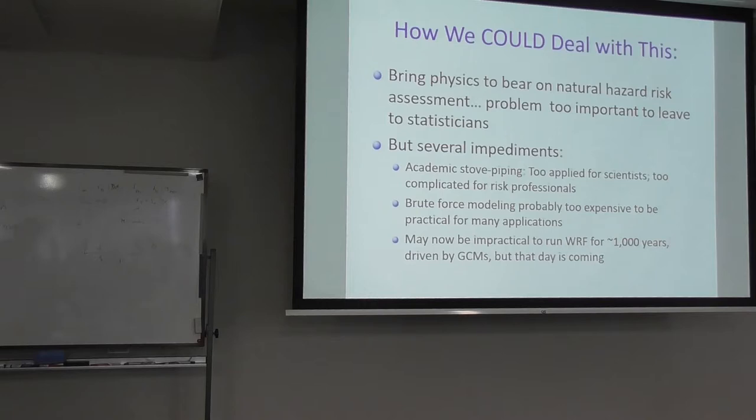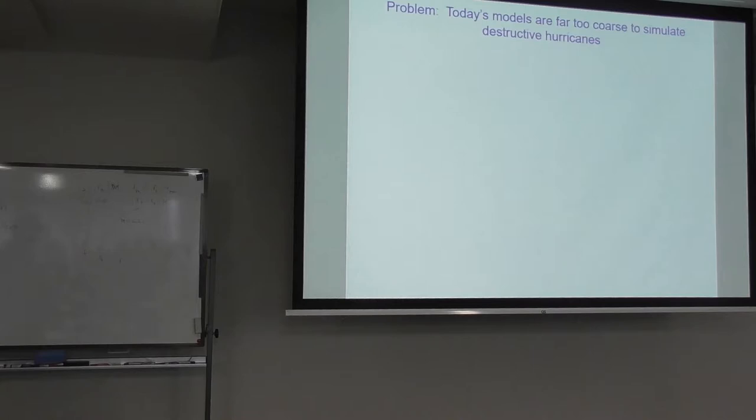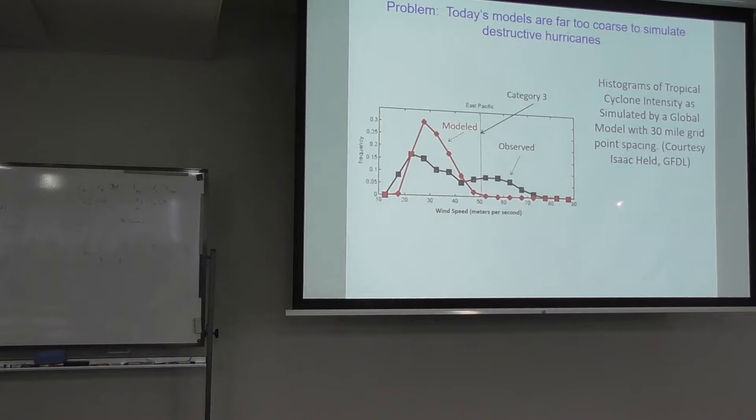So we're going to try to do this, and why not just use climate models directly for this particular problem? Well, I say that they're still a bit too coarse to do this. So what I mean by that is, this is a probability distribution, actually a frequency distribution, of Eastern Pacific tropical cyclones by lifetime maximum wind speed in meters per second. This is from historical data. This line is the arbitrary division between category 2 and category 3. So the winds that are destructive, that do most damage, are on this half of the plot.